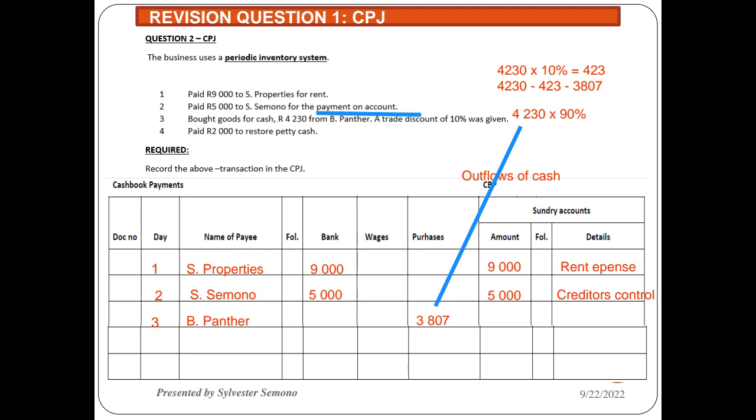Let's go and record. Where do we go from here? Bank. Thank you so much, guys. So we don't just underline like here, because we don't have which column? Analysis. We only analyze under analysis. We only underline under analysis.